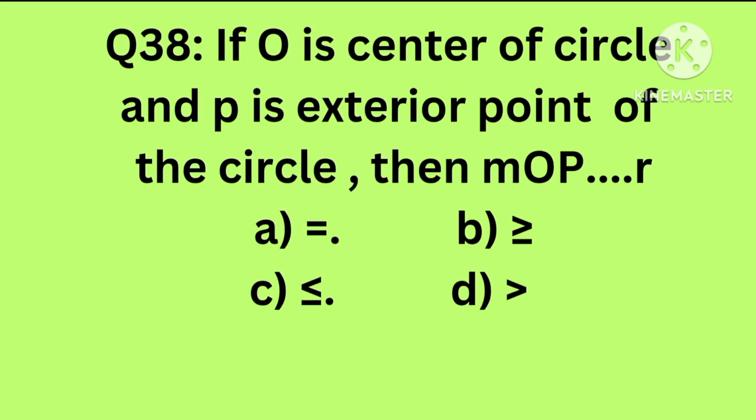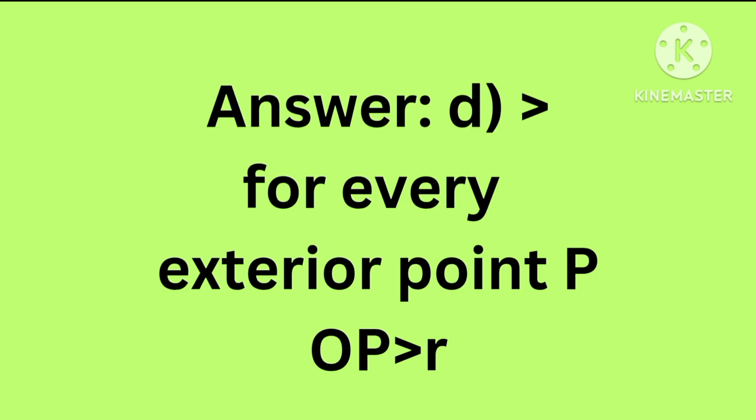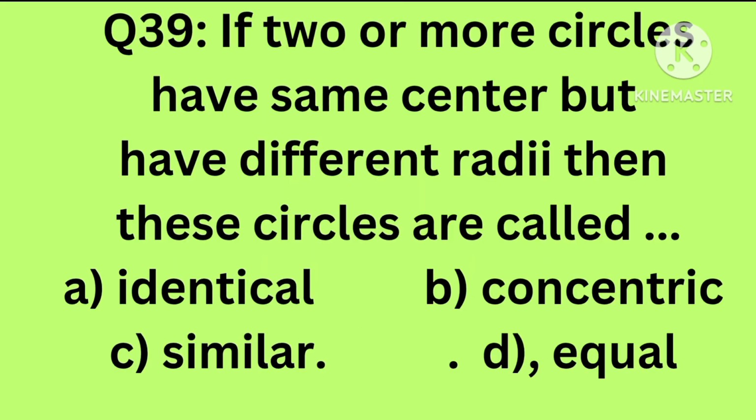Question number 38. If O is the center of a circle and P is an exterior point of the circle, then the measurement of OP is equal to R, greater than or equal to R, less than, or equal to or greater than. Since P is an exterior point, for every exterior point OP is greater than R. As P is an exterior point, the distance of point P from O is greater than R.